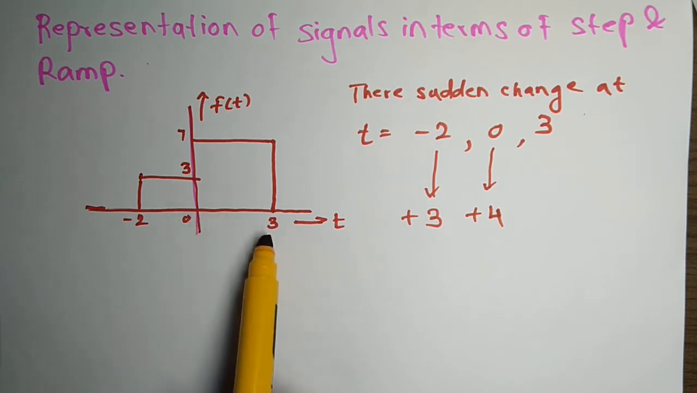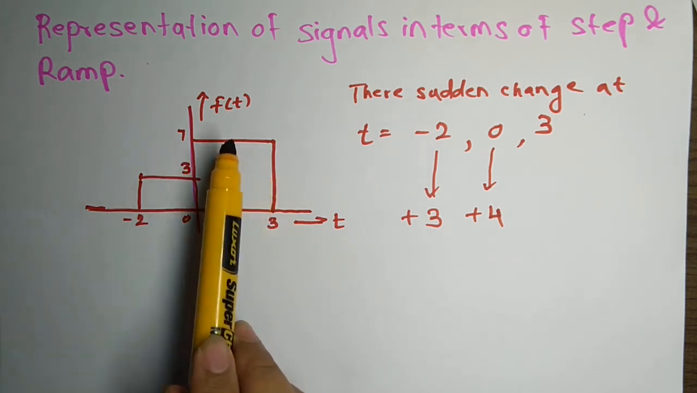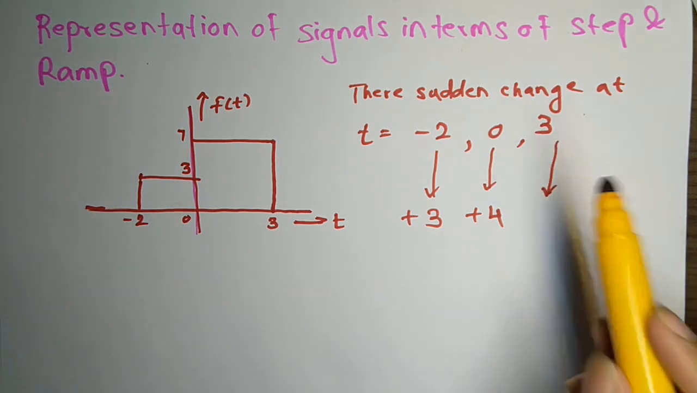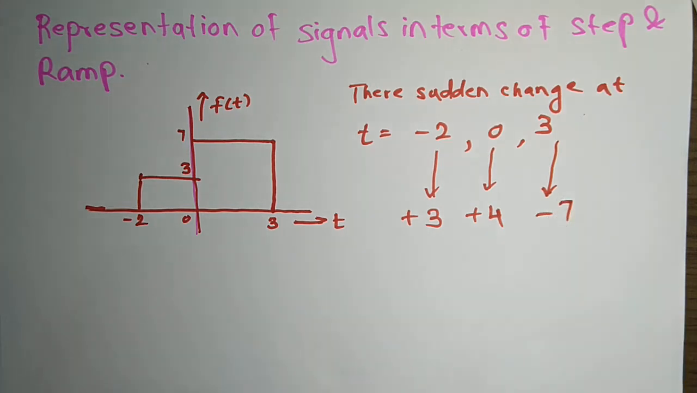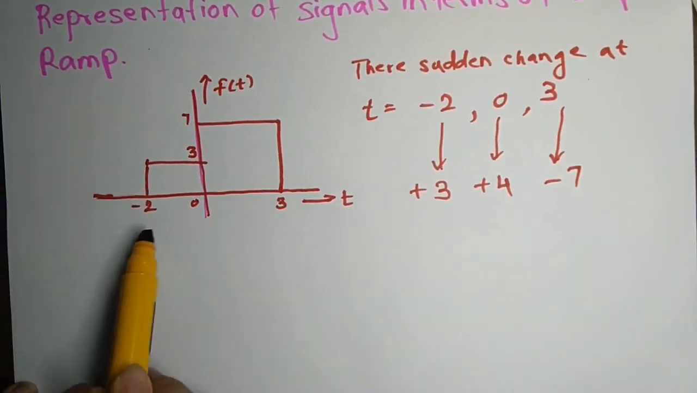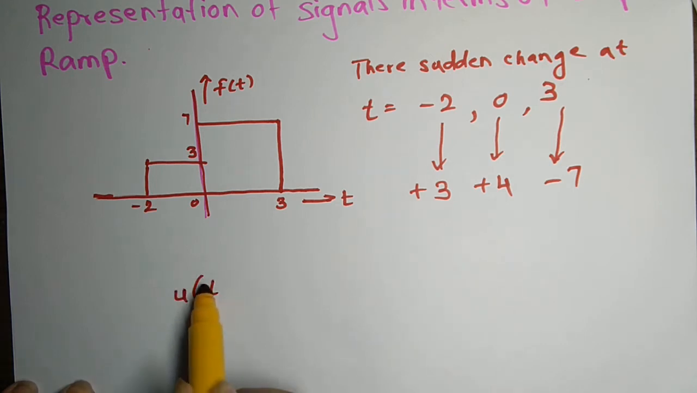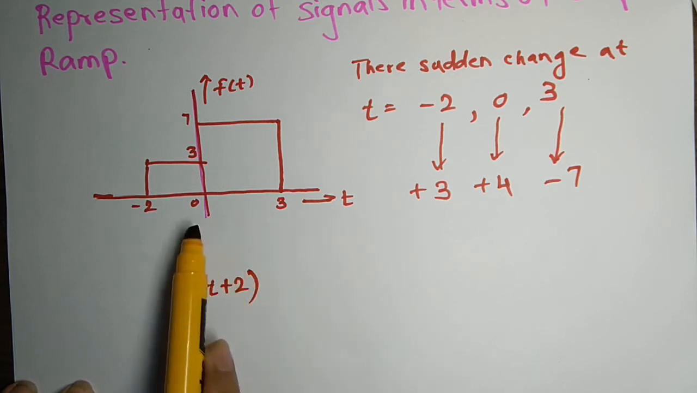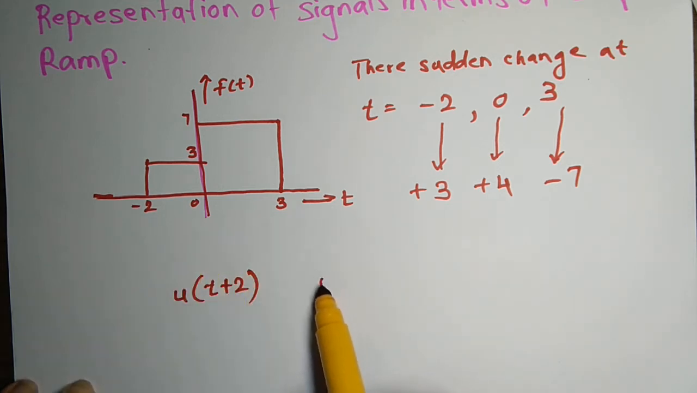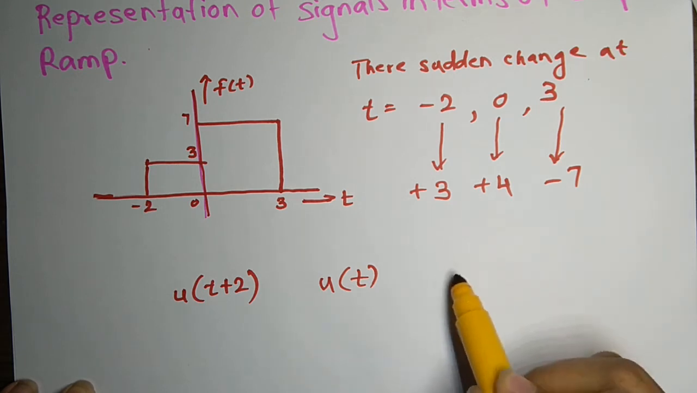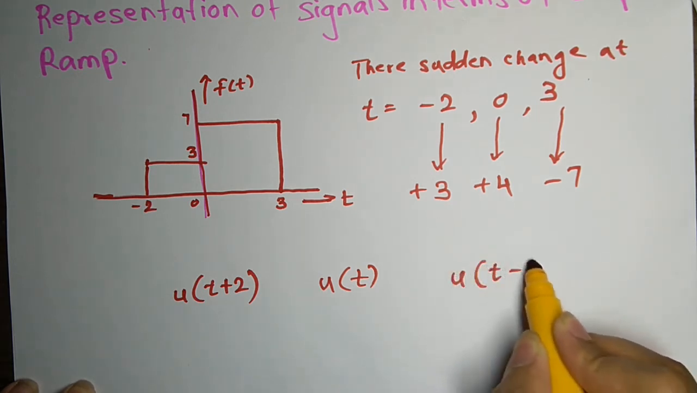And similarly at t equal to 3, the signal falls from 7 to 0. So there is a decrease of 7. So we can write 0 minus 7, that is -7. So at t equal to -2, what is t equal to -2? t equal to -2 means t plus 2 equal to 0. So we will write u of t plus 2. Then at 0, what is at 0? u of t. And what is at 3? That is t equal to 3, that is t minus 3 equal to 0. So that is u of t minus 3.